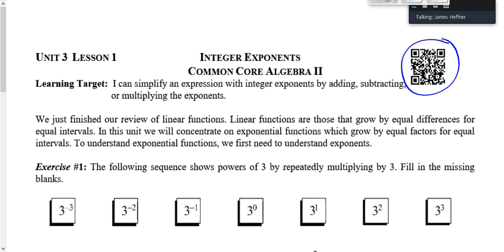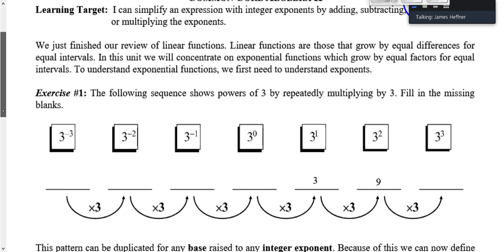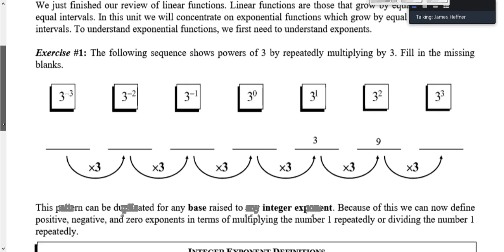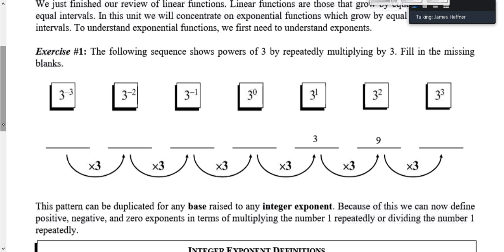Okay, so integer exponents. We're not talking about linear functions anymore necessarily, right? So let's take a look at this exercise 1 here. 3 to the -3 power. How could I rewrite that? Remember, it's a negative exponent, so it means reciprocal, right? So what would it be?